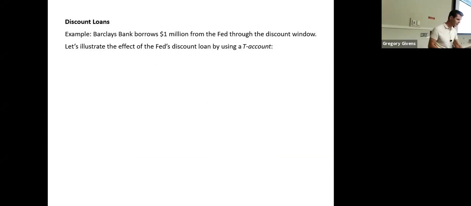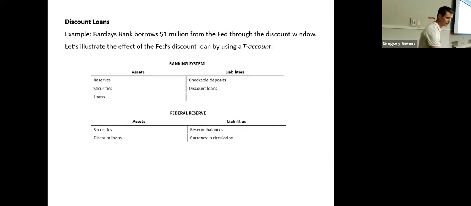Okay, so let's go through another easy example about how, when the Fed issues a discount loan, that is going to change reserve balances in the banking system and therefore change the monetary base. Again, this will feed into our larger story of the money supply that we'll build on in today's class. And we're just going to do this with another really simple example, okay?